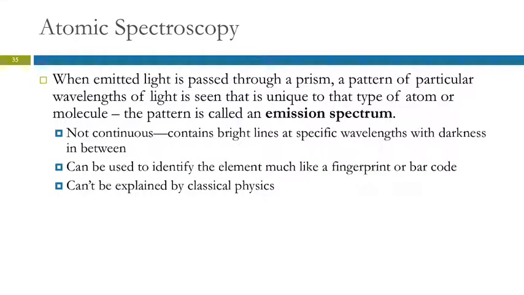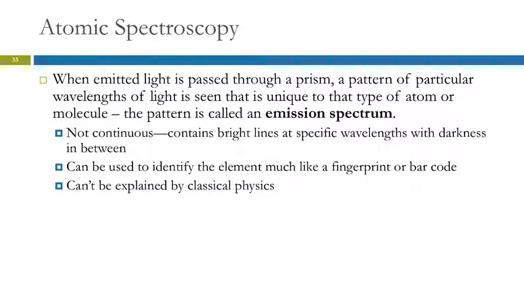Now we saw that when light is passed through a prism, we get a rainbow. We're all familiar with that. When you take the light that's emitted from these elements and pass it through a prism, instead of seeing a continuous rainbow, you see particular lines of color, and in between there's nothing. And that's called an emission spectrum.